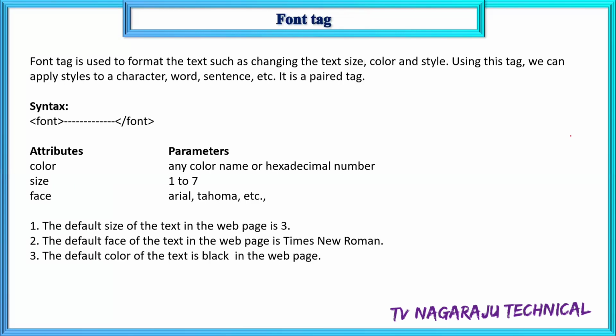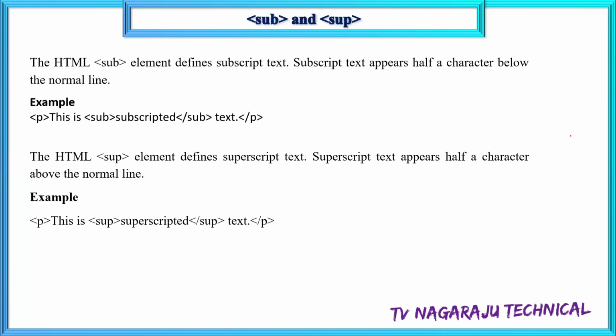Now, the text is available. If you want to change the color of the text, which is by default black, change the size of the text, the font size, or change the type of the style, you use the font tag. And finally, we discussed SUB to give subscript, SUP to give superscript.